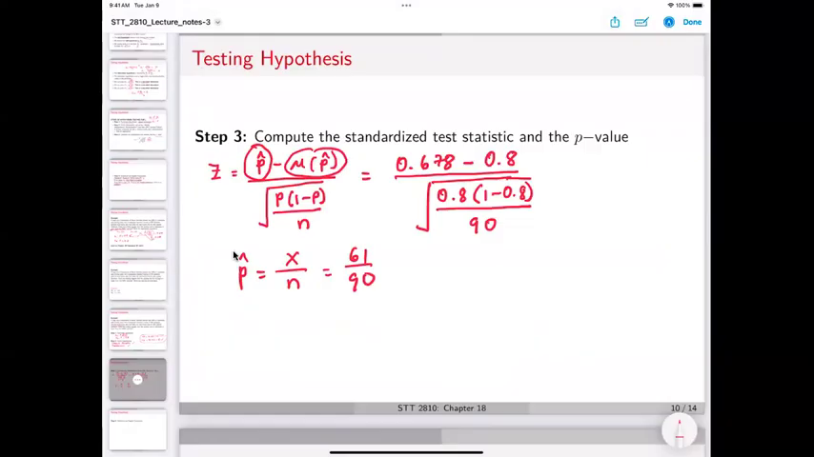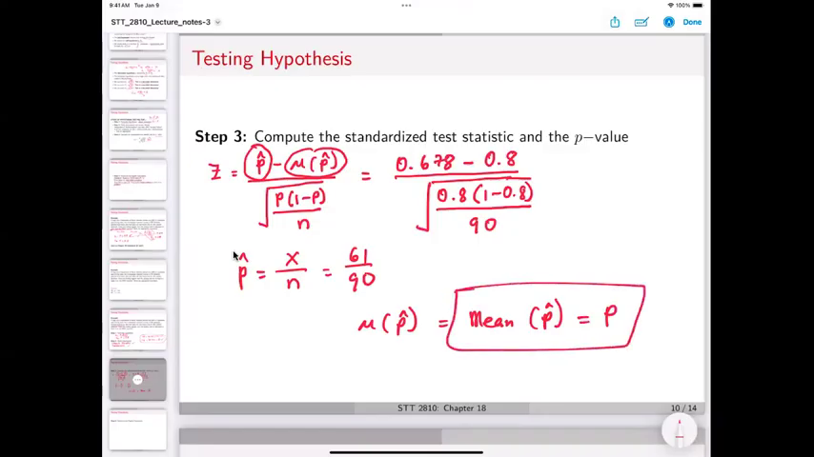Is that okay? So where does the mu come from? This mu p hat here is the mean of what? The mean of p hat. We learned that if all the assumptions are met, it follows the normal, and the mean of p hat is always p. So this mean of p hat here is the same as the mean of p. I thought it was saying mu times p hat. No, it's just the mean.